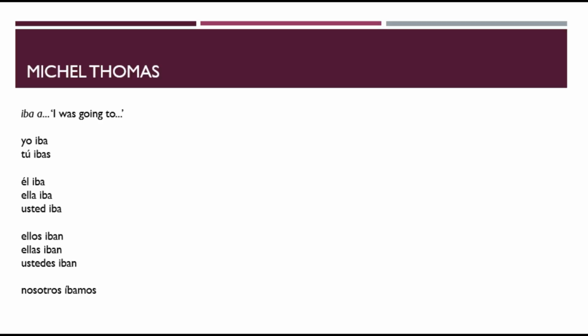Okay, on to Michel Thompson. A quick review. You had the imperfect of go, which is like saying I was going or I used to go. That would be iba. Iba is your main form of the verb. It's the yo form, and everything else builds off of that. Ibas is tú, él, ella, usted. They're all iba. He was going, she was going, you were going. Ellos iban, ellas iban. They were going, and then ustedes iban is you all were going, and íbamos is nosotros. We were going.